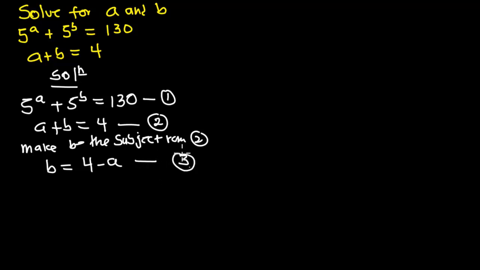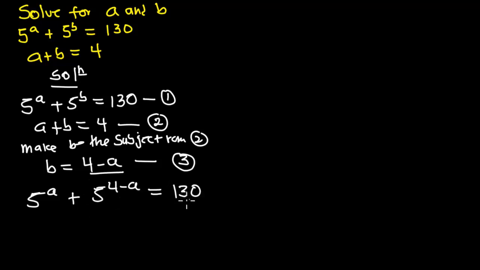Now from here we are going to substitute equation 3 into equation 1. So here we have b is equal to 4 minus a. So whenever we see b in equation 1, then we put 4 minus a over there. Now we have 5 to the power a plus 5 exponent 4 minus a is equal to 130.